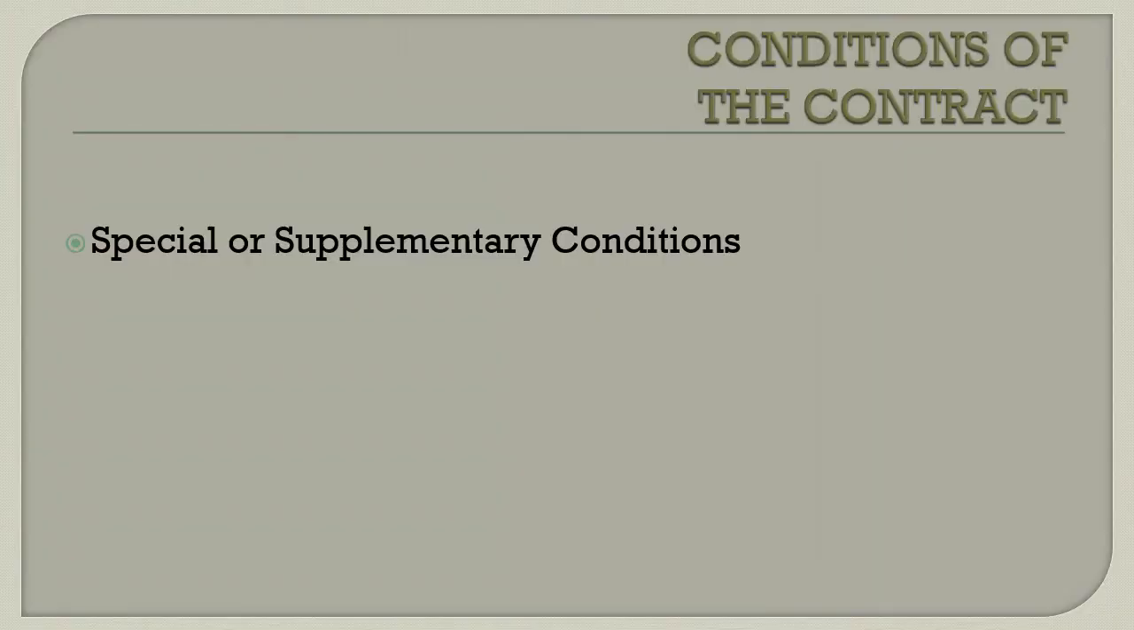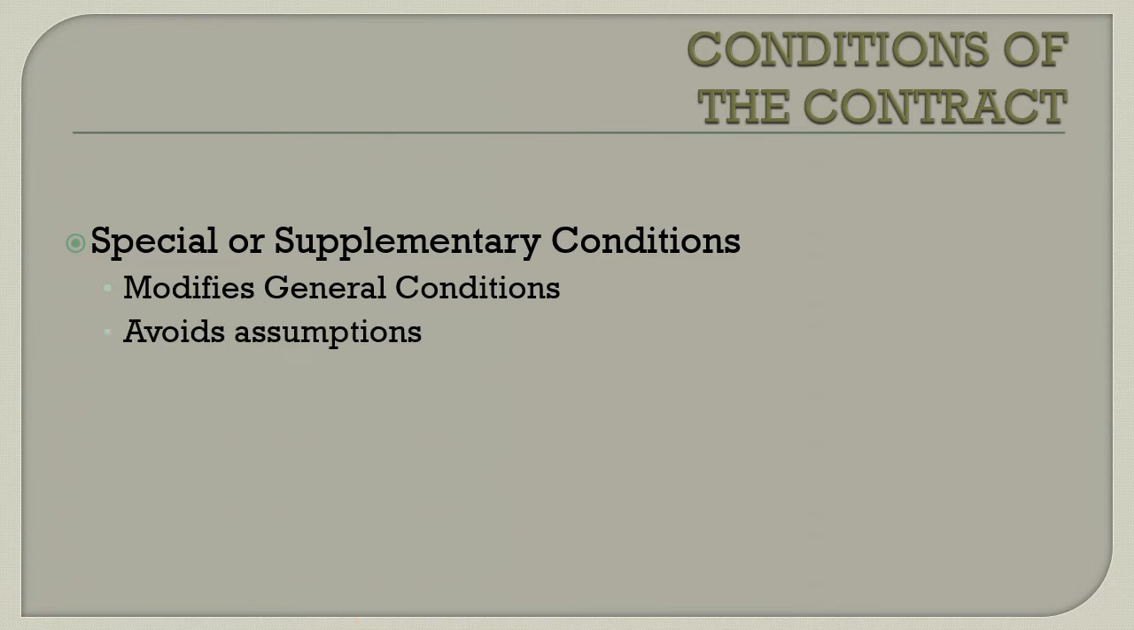Special or supplementary conditions is not explained in the book, but I like to point them out. These documents modify general conditions, and they avoid any assumptions. There's something in the general conditions that I want to change. If I change it in the original document, oftentimes you get a contractor who will look at that information and say, oh, I've seen this before, I don't need to keep reading.